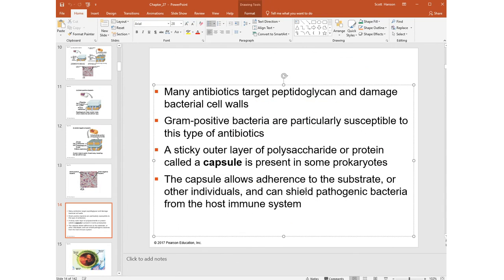It can shield pathogenic bacteria from the host immune system. And pathogenic means causing disease. So patho is disease, and genic is to generate, to cause. So bacteria that cause disease are called pathogenic, or something that's a pathogen, like a virus, bacteria, protist, or even some sort of invasive worm, that's a pathogen, something that causes disease.